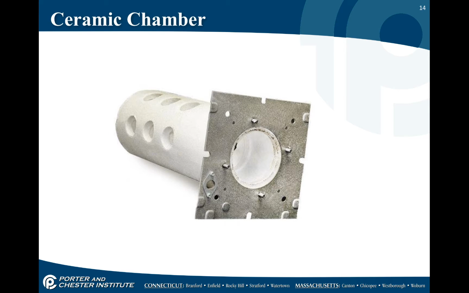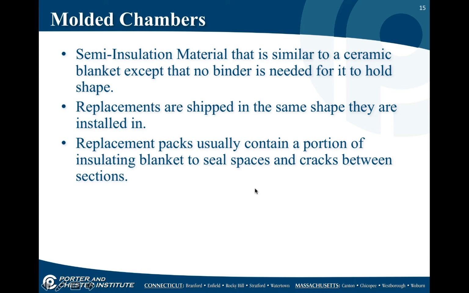This is an example of a ceramic chamber. They're pre-molded, and you see the holes that are in here pre-drilled for the flue gases to escape. Molded chambers are similar to the ceramic blanket except that no binder is needed for it to hold its shape. Replacements are shipped in the same shape they are installed in. Replacement packs usually contain a portion of insulating blankets to seal spaces and also cracks between the sections.